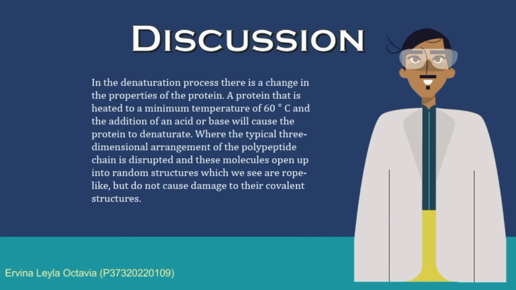Next, discussion. In the denaturation process, there is a change in the properties of protein. A protein that is heated to a minimum temperature of 60 degrees Celsius, and the addition of acid or base, will cause the protein to denature, where the typical three-dimensional arrangement of the polypeptide chain is disrupted, and the molecule opens up into a random structure which looks rope-like, but does not cause damage to its covalent structure.